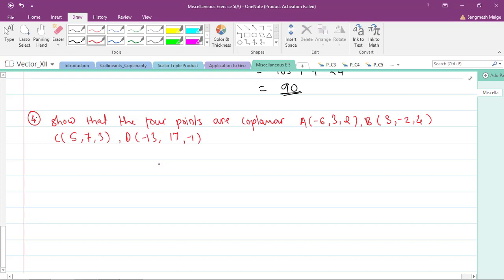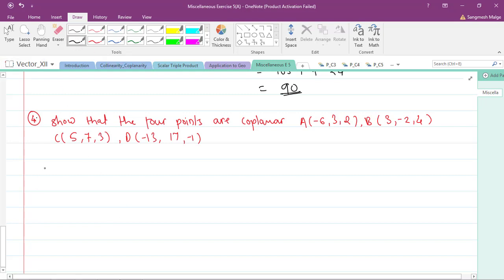So these are the 4 points A, B, C and D. We have to show that these are coplanar points. So A is minus 6, 3, 2; B is 3, minus 2, 4; C is 5, 7, 3; and D is minus 13, 17 and minus 1. Okay, so how to proceed? Coplanar means what? I have given the condition already. There should be one vector which is a linear combination of the other two vectors. Means, in other words, can I say the scalar triple product of these three vectors, AB bar, AD bar and AC bar, is equal to 0? Can I do like that? Yes, perfect. So you can go in any way.